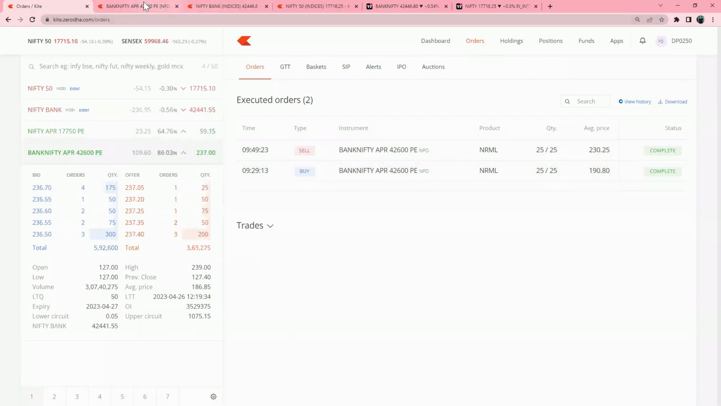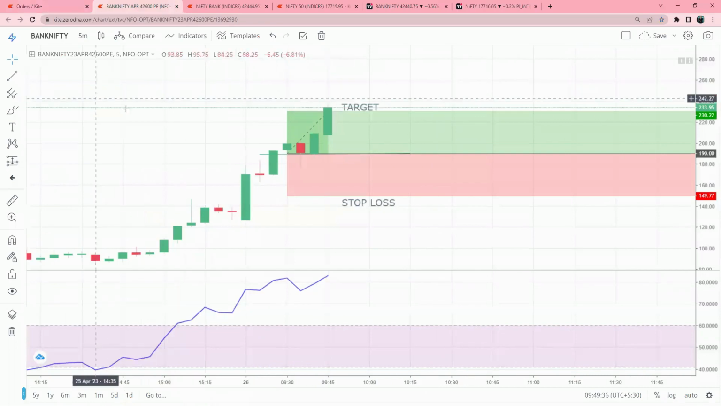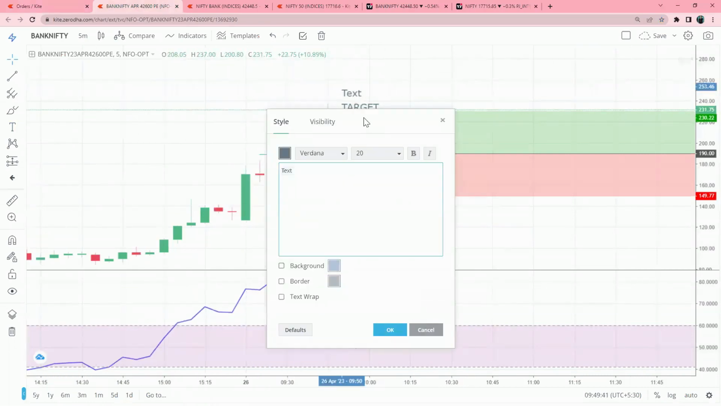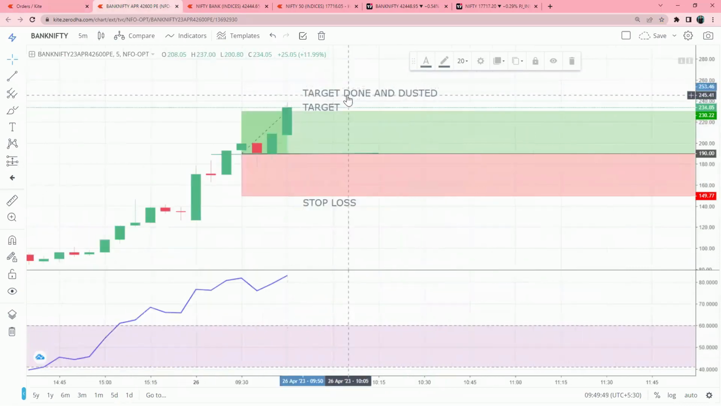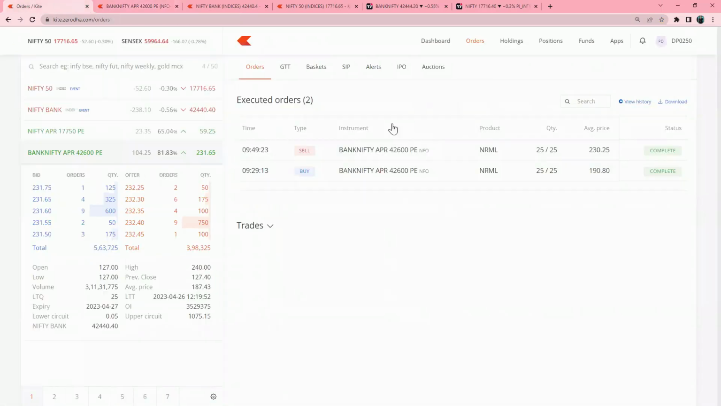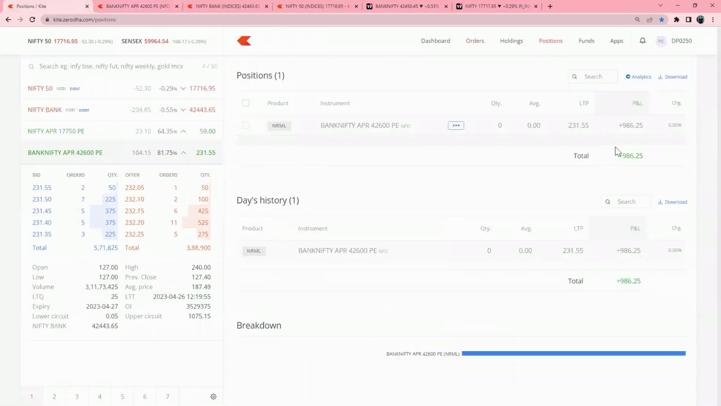See, the 1 hour candle shows a beautiful red candle, which signifies that we are definitely going to make a profit. Yes, my order is executed. 230. Yes, done. Almost 1000 rupees profit. 986. Almost 1000 rupees profit. 40 rupees is what goes to brokerage and STT, and the target is done and dusted at 230. This is what, guys, this is all I'm talking about.